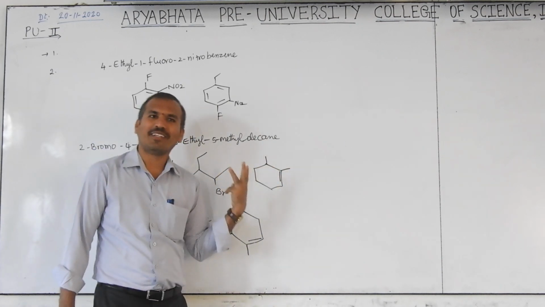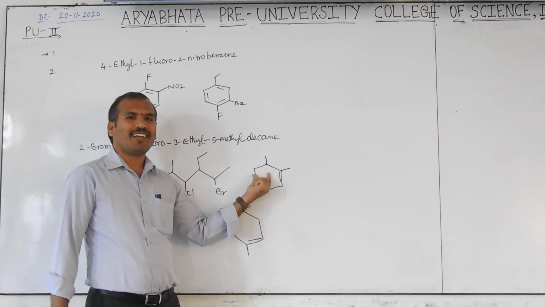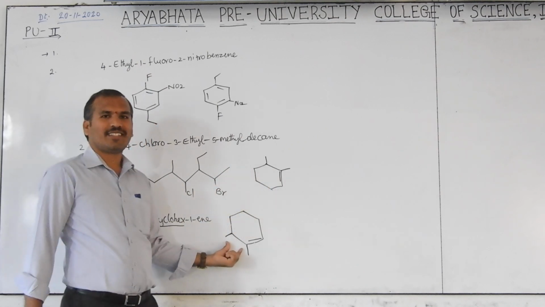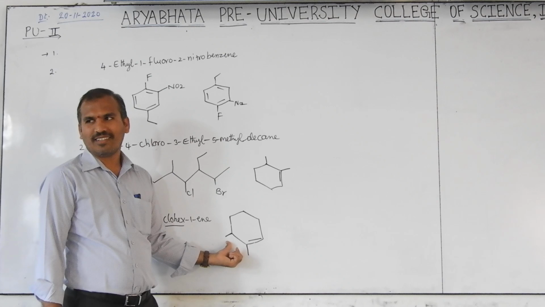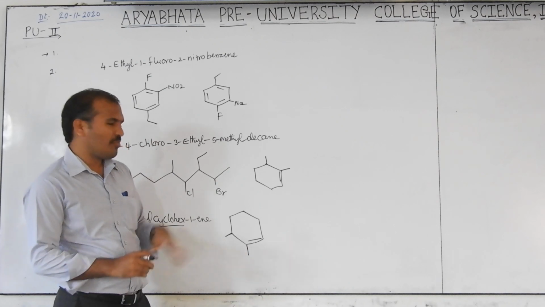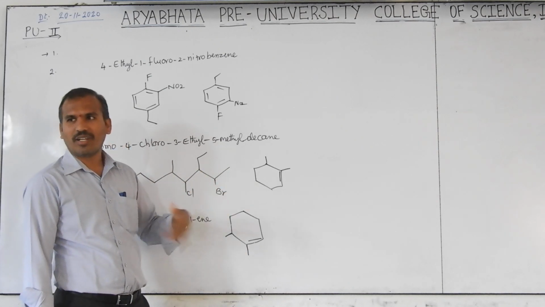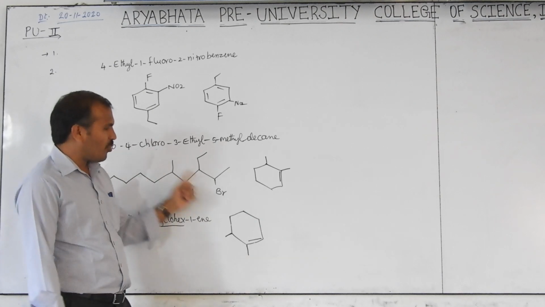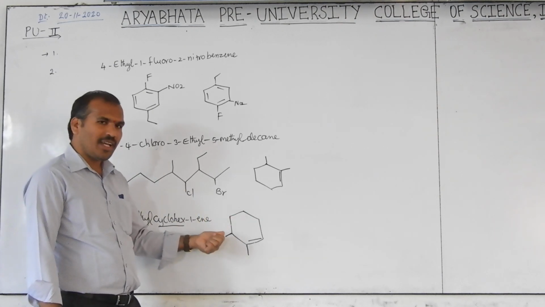These 3 numbering ways will be discussed. Now this is difficult. When the name is given, writing the structure is very easy. That's why I am not discussing many examples. This is the simplest. When you are writing the bond line structure, no need to indicate the hydrogen.